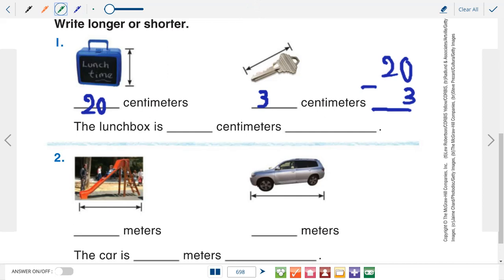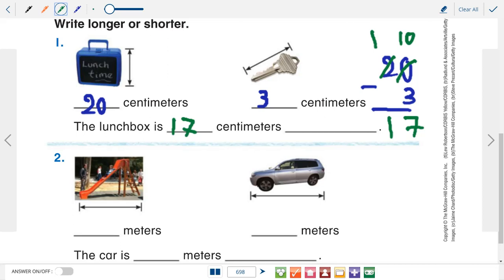0 minus 3 is not 3, grade 2. It is not 3. We can't do it. 0 will become 10 and 2 will become 1. 10 minus 3 is 7. 1 minus nothing, and we said nothing means 0. 1 minus 0 is 1. So the lunchbox is 17 centimeters.